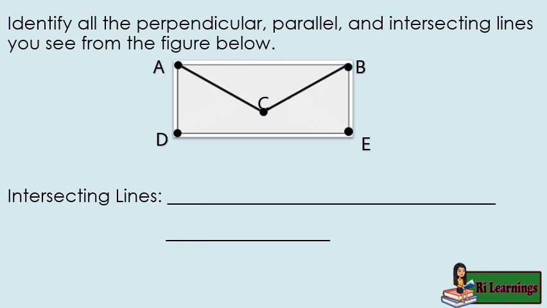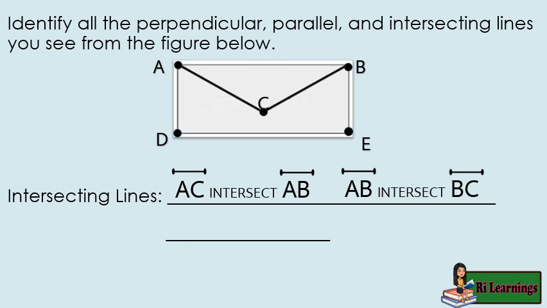What are the intersecting lines? Line segment AC intersects line segment AB. Line segment AB intersects line segment BC. Line segment AC intersects line segment BC.